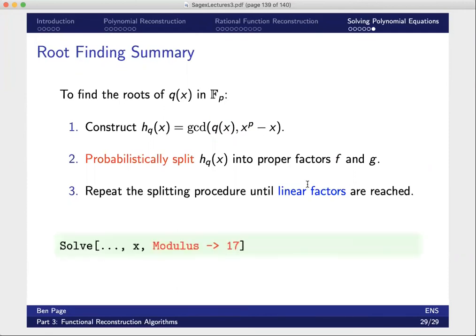And hopefully in this way, I've been able to dispel the idea that there is magic behind Mathematica's solve command in a finite field. It's just doing this set of probabilistic operations.